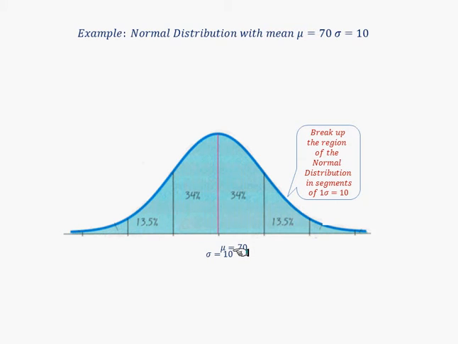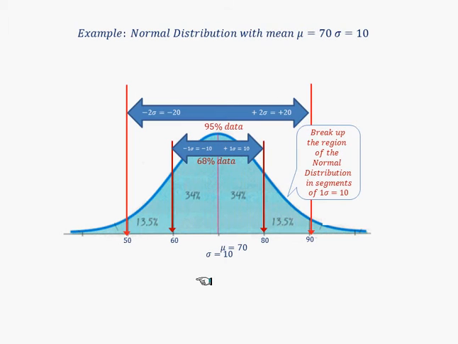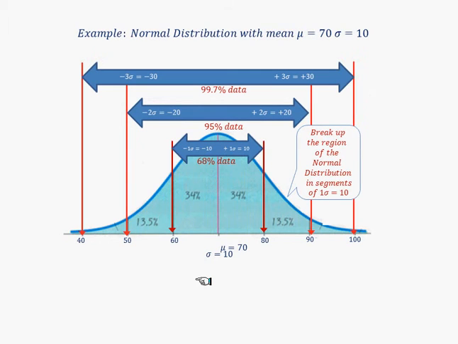Now we're going to use some specific values here. If the mean mu is 70 and sigma is 10, then we can pace off here in units of tens. Between 60 and 80, roughly 68% of the data will fall. Between 50 and 90, 95% will fall. Between 40 and 100, 99.7% of the data will fall.